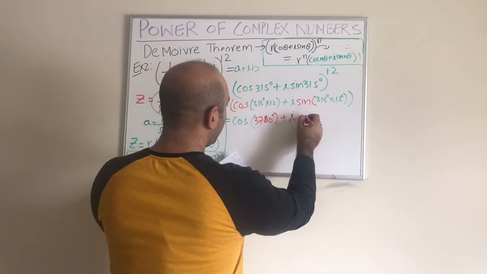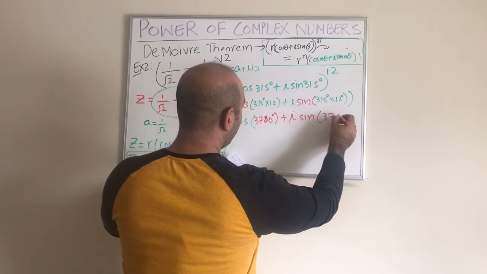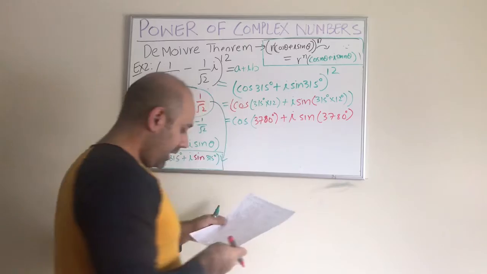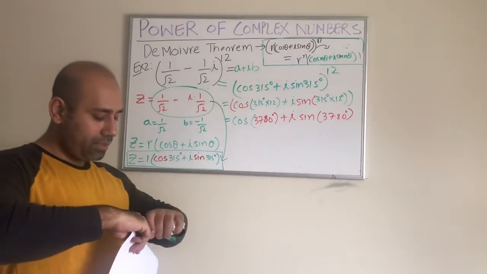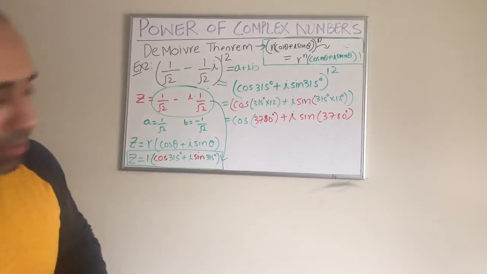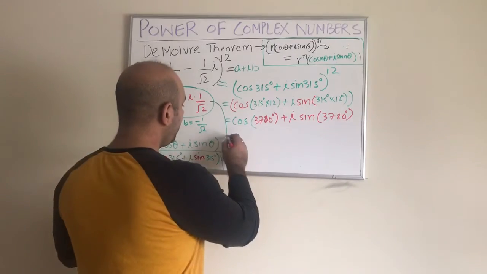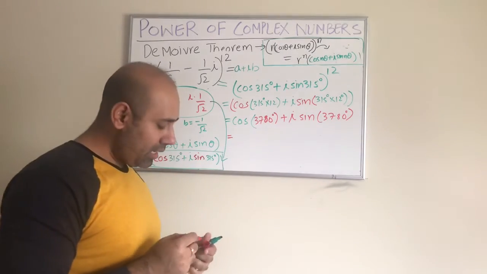Plus i times sine of, same thing, 3780. Guys, we still have to simplify, right? We still have to simplify this. So there are a few ways of simplifying this. One, sometimes people just use the calculator for that. That might work out sometimes.